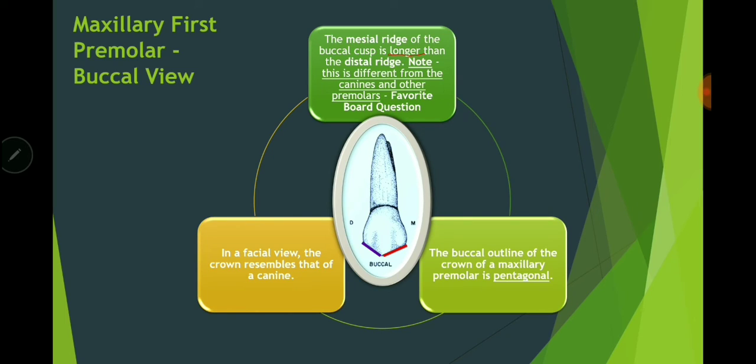And in the facial view, another favorite board question, the crown resembles that of a canine. The buccal outline of the crown of the maxillary premolar is pentagonal, just like the canine. Because this tooth resembles a canine, the buccal outline is pentagonal, and the canine also, when you look at the facial view, the outline is pentagonal. Keep that in mind.